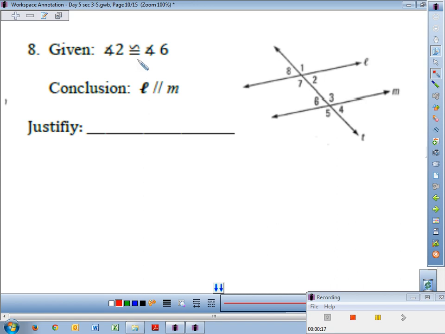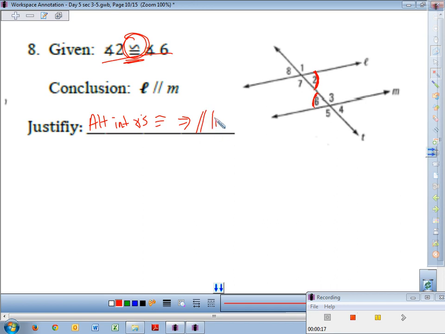In number 8 here, they're giving me angle 2 is congruent to angle 6. So remember, you only mark your given, right? That's what they gave me. And aren't those alternate interior angles that are congruent to each other? So that implies that we should have parallel lines, right? Notice the parallel lines comes last. So these are alternate interior angles that are congruent. And that means that I have parallel lines. So we use the one that ended with parallel lines.